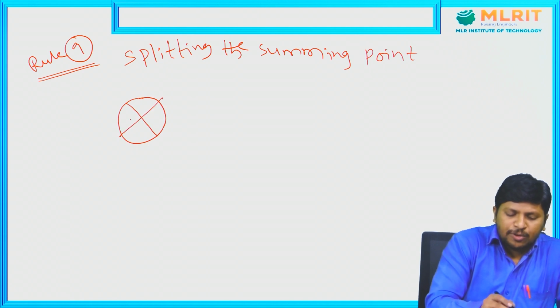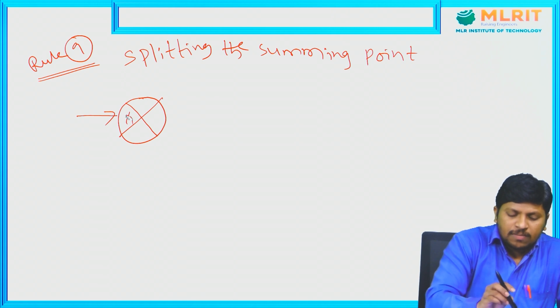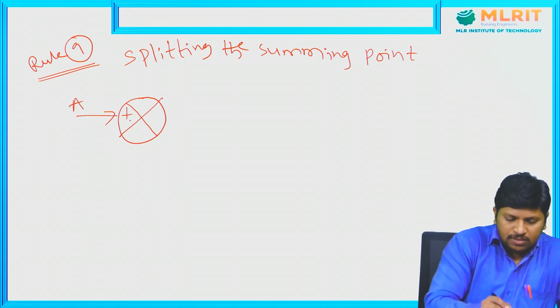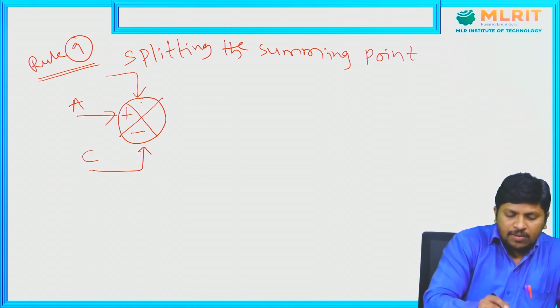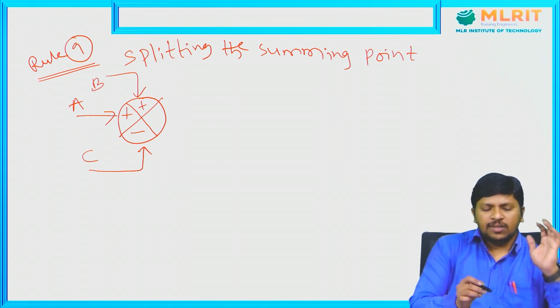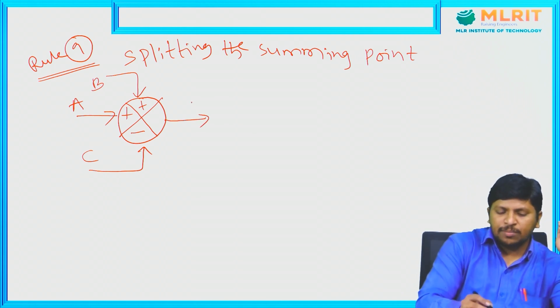One summing point. Positive A signal. And here C signal. And here B signal. This is the one summing point. Single summing point. Output is A plus B minus C.